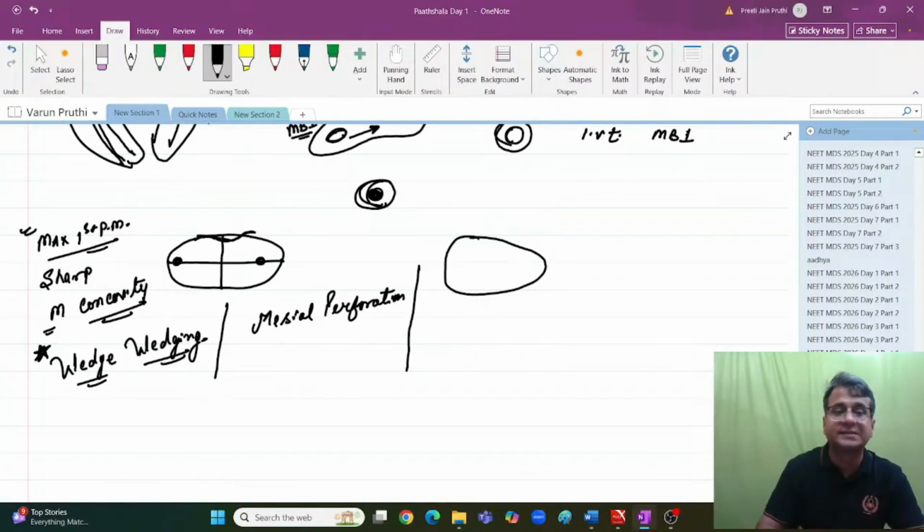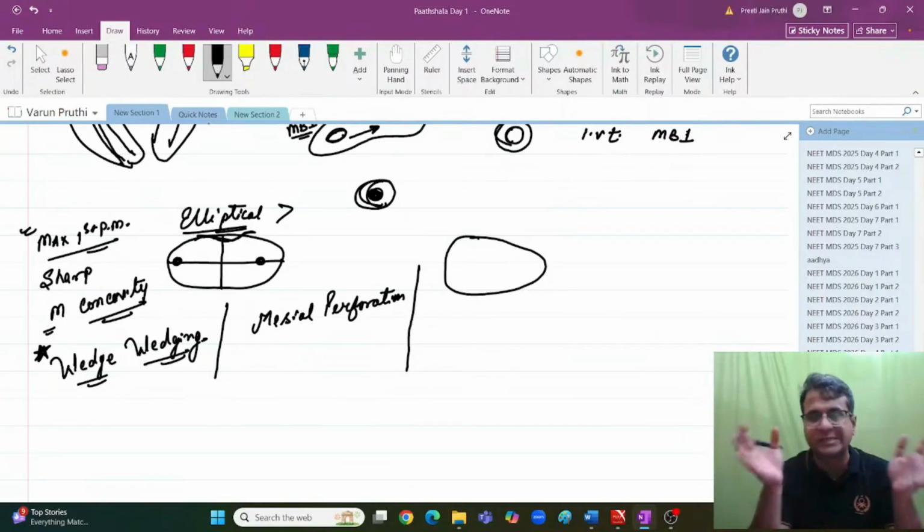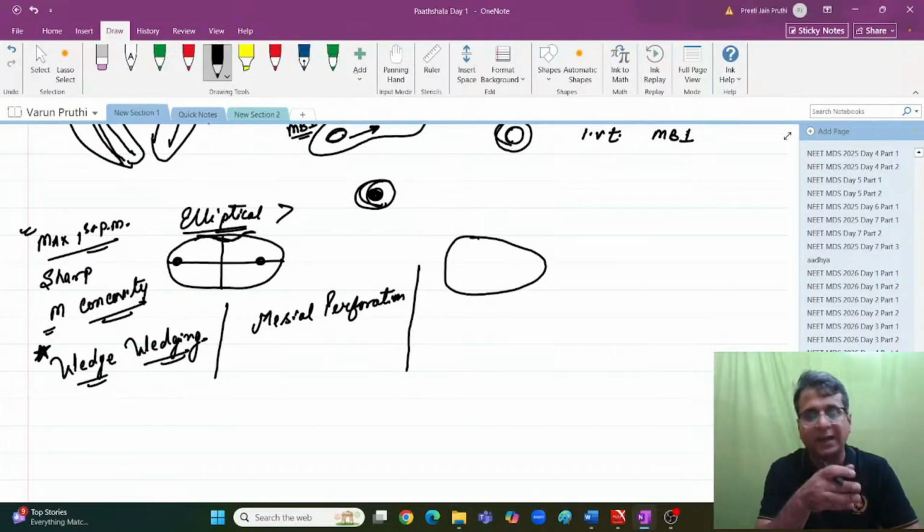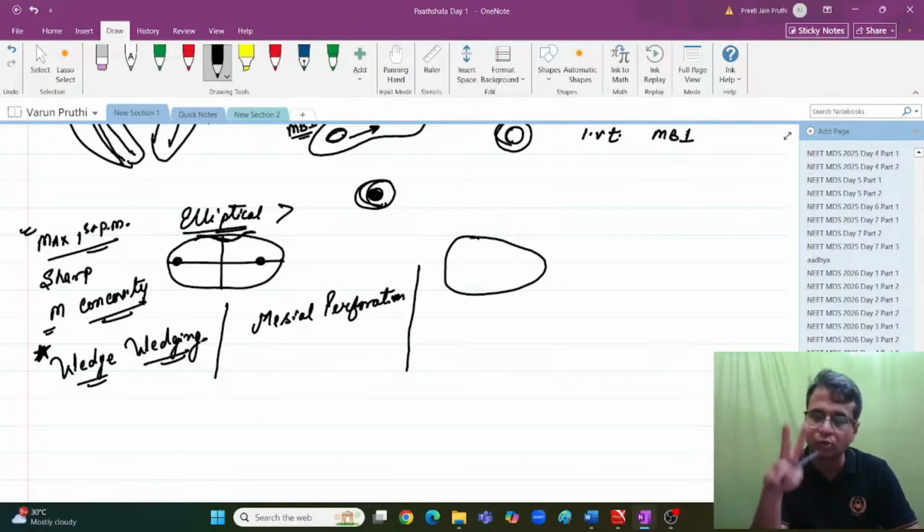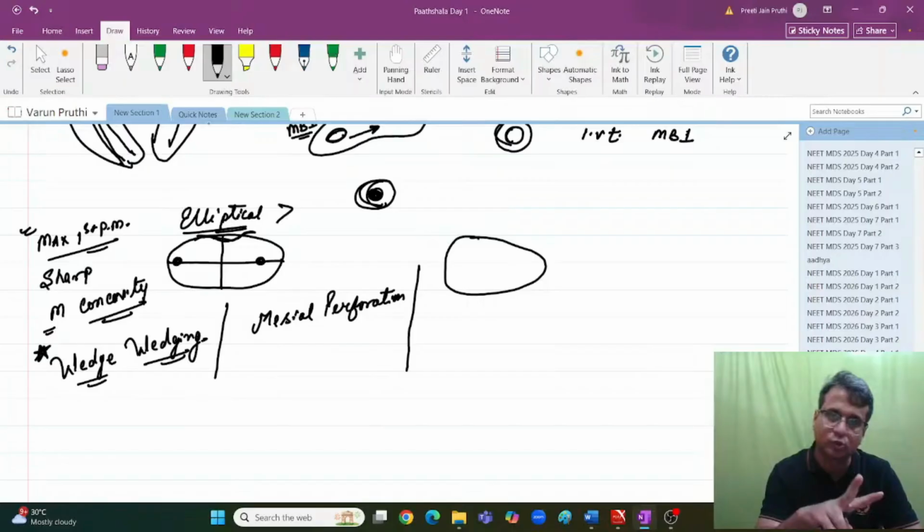Okay, so this is an elliptical shape access opening. Elliptical shape access opening will be the answer. Two canals, two separate routes, a palatal route and a buccal route, a single palatal canal and a buccal canal. So usually there are two routes, two canals.